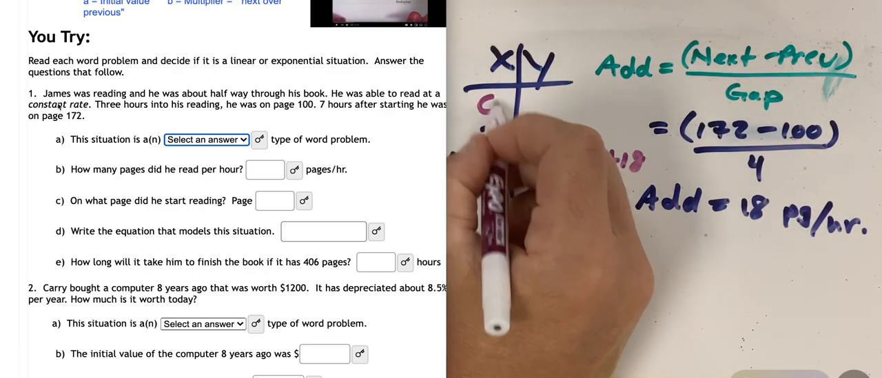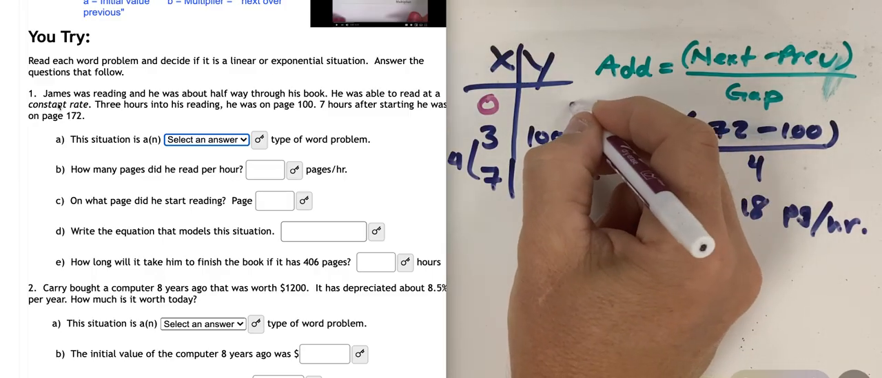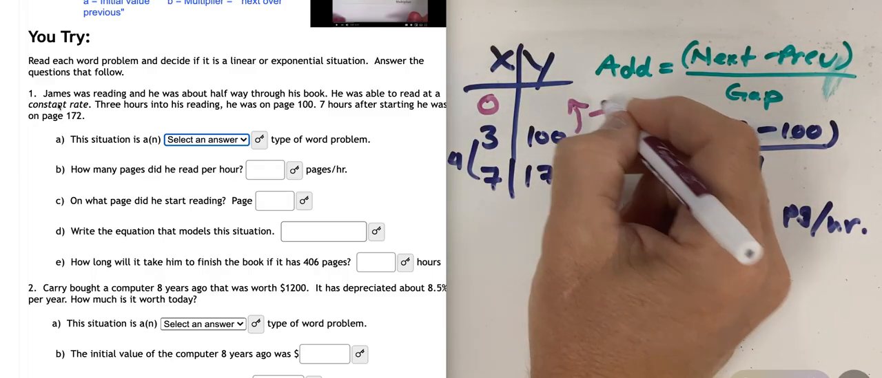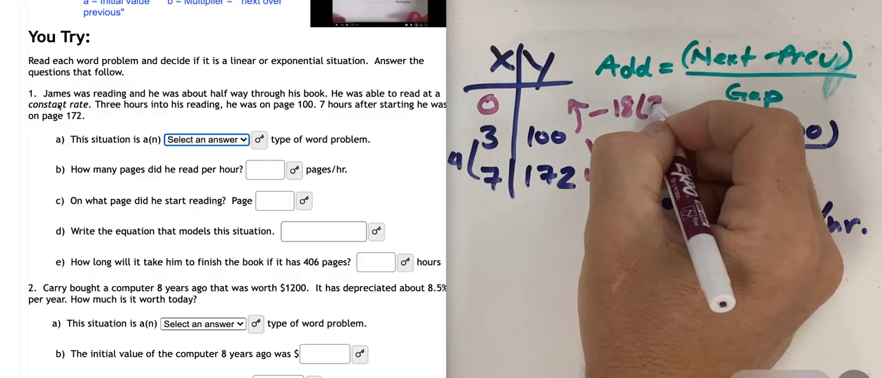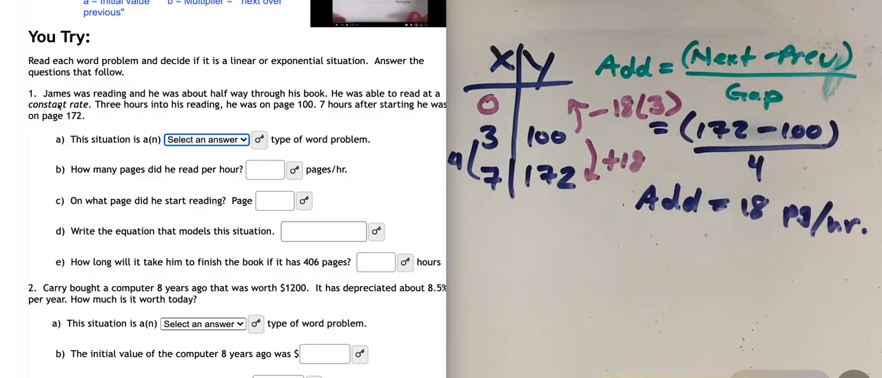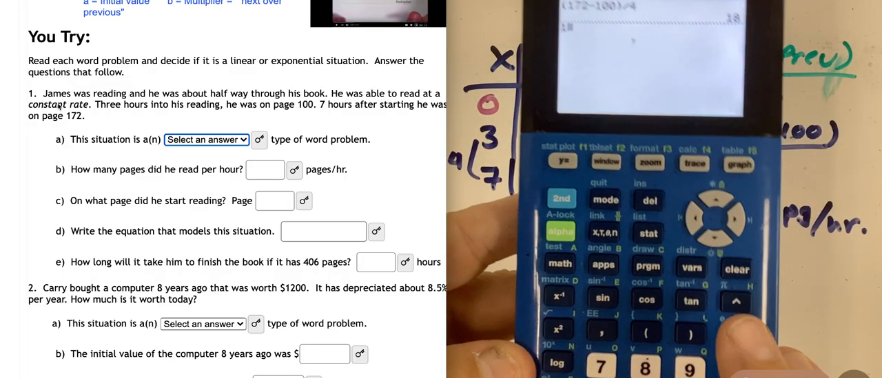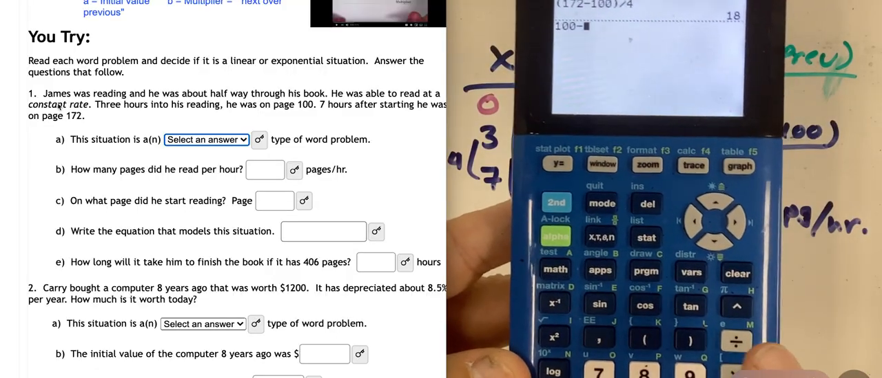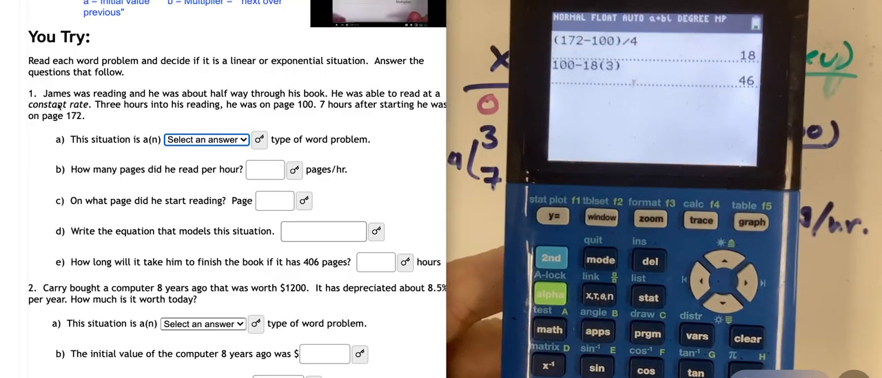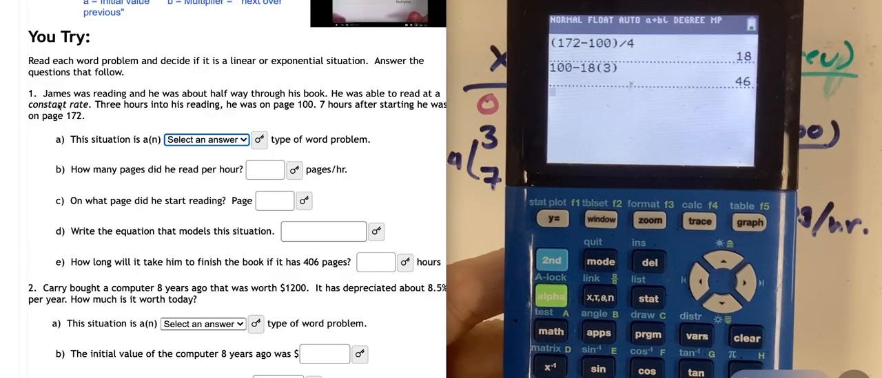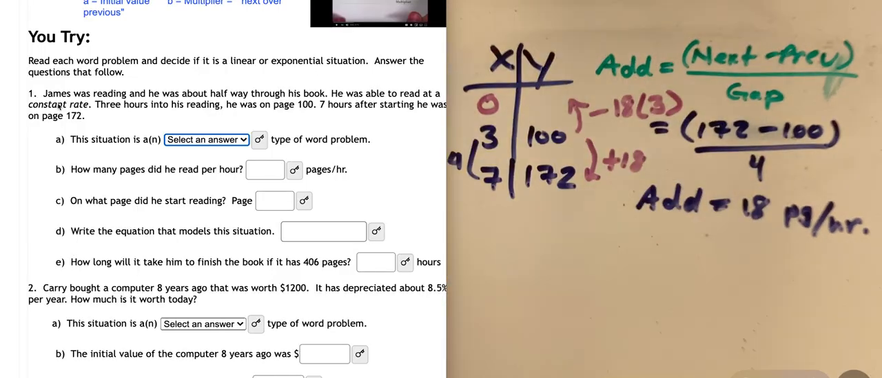He started at hour 0. So we need to go backwards and not only add 18, we're going to subtract 18. And you're going to do that 3 times to get back to the 0 term, so times 3. So then I'm going to take my calculator and figure that out. I'm going to go 100 minus 18, and I'm going to do that 3 times like this. Subtract 3 hours worth of reading, and that's then starting him on page 46. So page 46 is where all this starts.